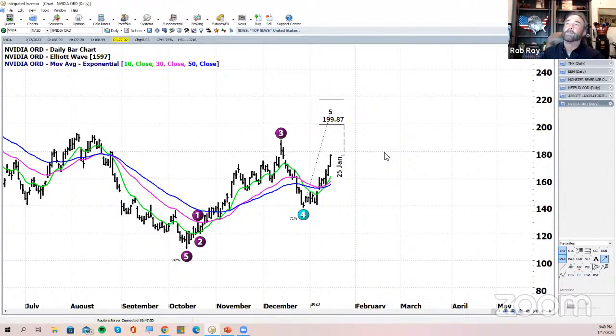The markets need to do some backing and filling. I think NVIDIA might hit 180 beforehand, but I feel like we'd get a better entry than where it was today. And I might be wrong. I'm wrong a lot. So I might be wrong on that as well.